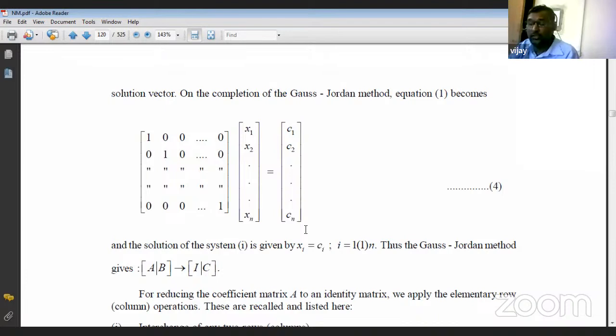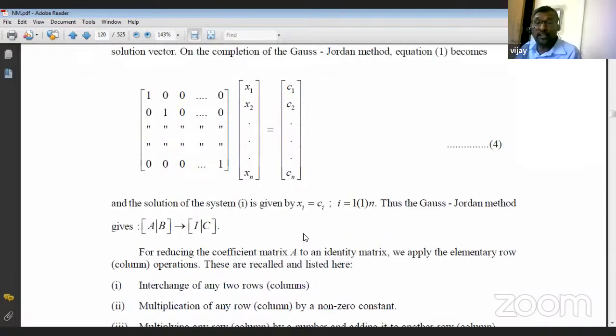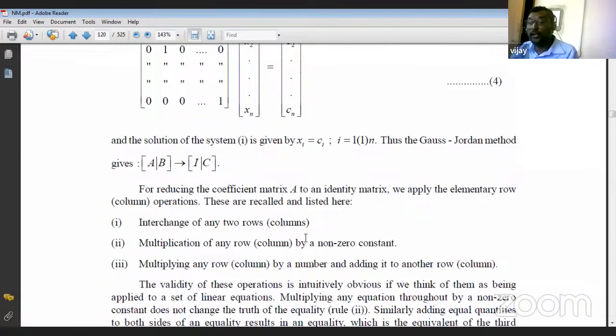Which is a matrix size. So 1, 3 cross 3, x1, x2, x3, up to xn, and c1, c2, cn. So the solution is given by xi equal to ci, i equal to 1 to n, and this is called the Jordan method. For reducing the coefficient matrix to the identity matrix, we apply the elementary column operations also.